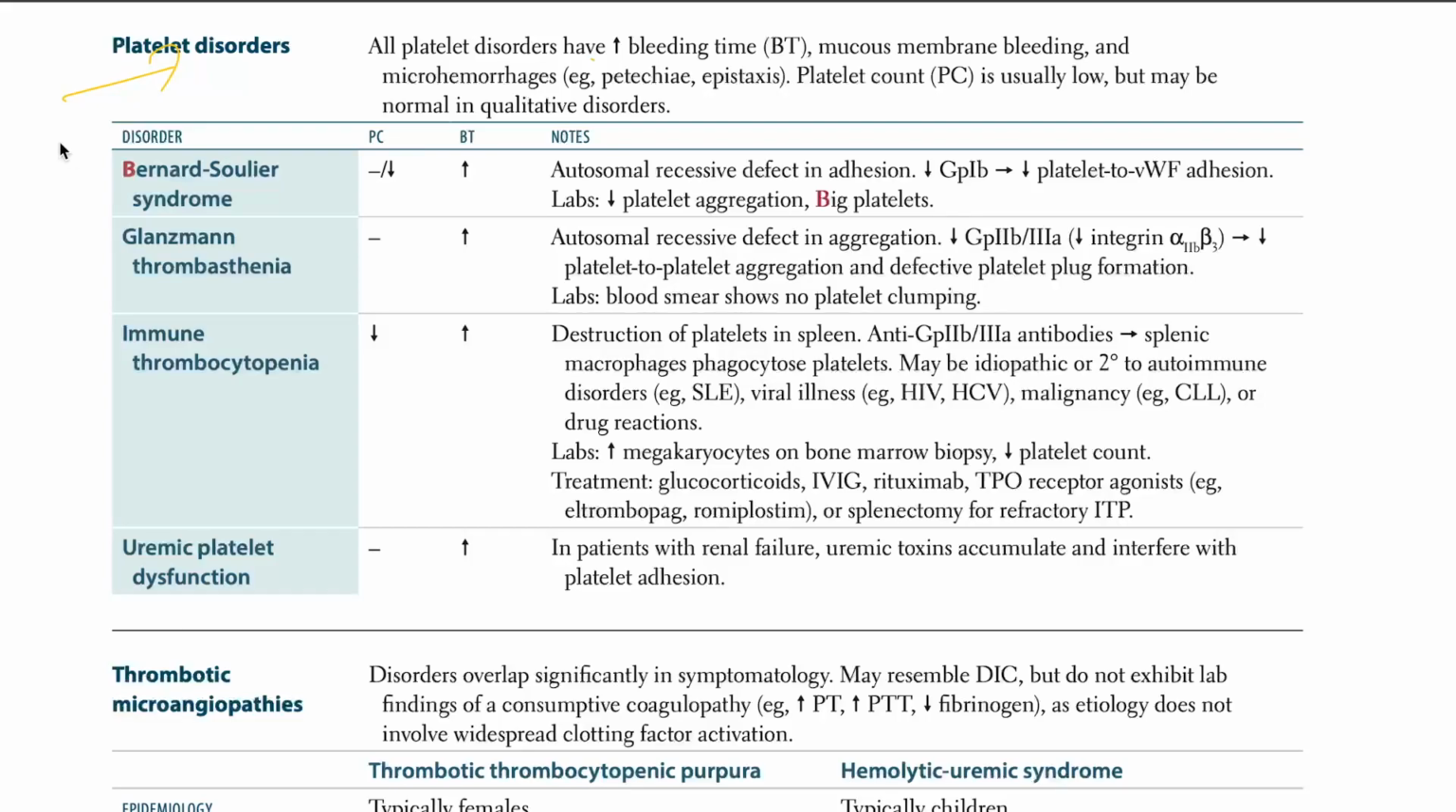Okay, so let's talk about platelet disorders. What do we have here? All platelet disorders have an increase in bleeding time, BT, mucous membrane bleeding, and microhemorrhages. For example, petechiae and epistaxis. Platelet count is usually low, but may be normal in qualitative disorders. So in qualitative disorders, it could be normal.